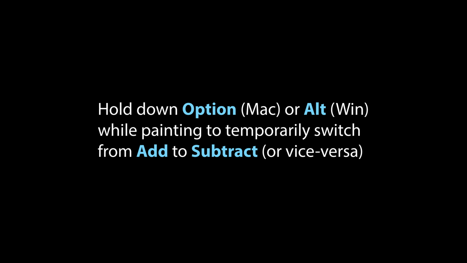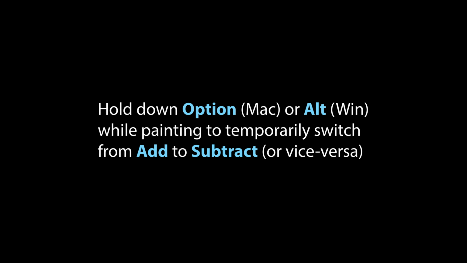If you hold down the Option key on a Mac or the Alt key on a PC while you are painting with the brush or the eraser, you will temporarily switch to the opposite. If you have the brush, it'll switch you to the eraser. If you're erasing, it'll temporarily switch you to the brush.